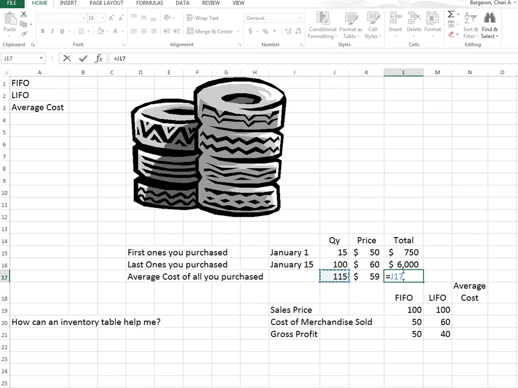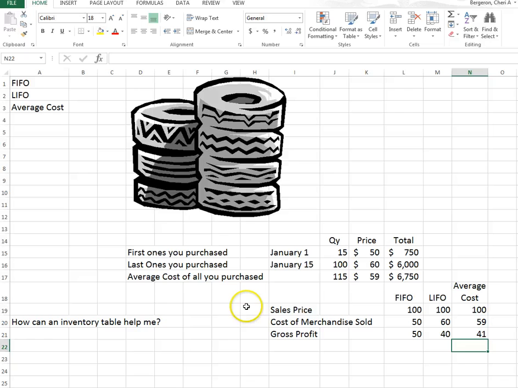And then we multiply across to find out what our total is under this weighted average, and of course it would be the same, 6,750, we just weighted it. So when we put this in, our cost of merchandise sold will be $59, which is the weighted average of everything that's left in inventory at this time, and then our gross profit would be $41. So these are the three ways that we can value our inventory.